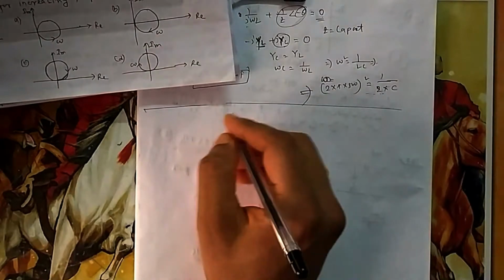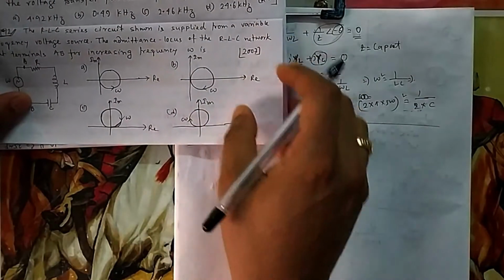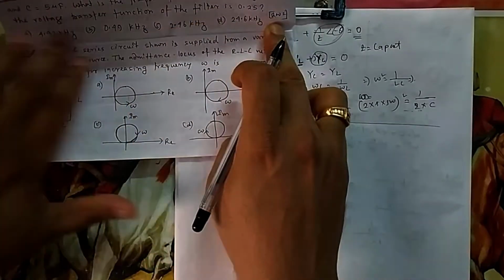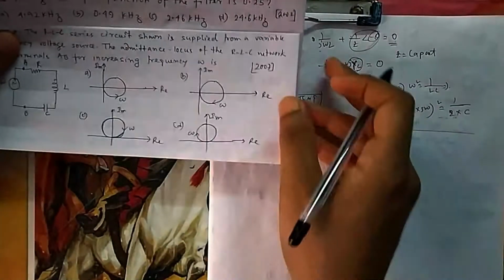Okay, if you come to question number 192, what they are asking is: this is a series RLC circuit shown in the figure supplied from a variable frequency source. So the admittance locus against the admittance plot. This is admittance locus, meaning a plot of admittance. So for that I will refer you.